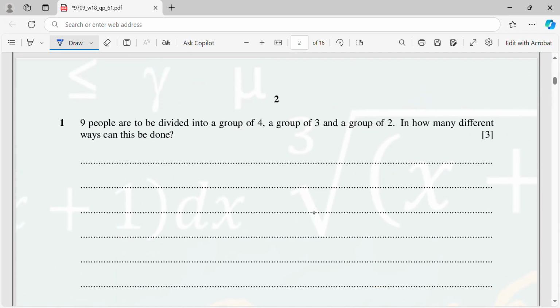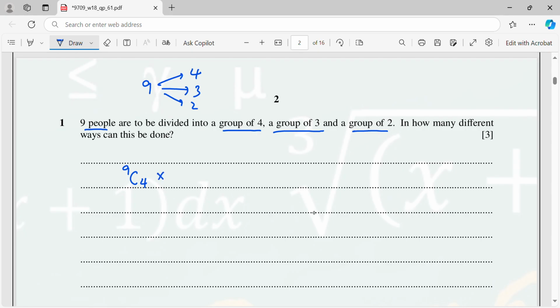Now for question number 1, 9 people are to be divided into a group of 4, a group of 3, and a group of 2. In how many different ways can this be done? Okay, so basically very simple. From 9, you split it into 3 groups of 4, 3, and 2. So initially, there will be 9, then you have to choose any 4, then times.